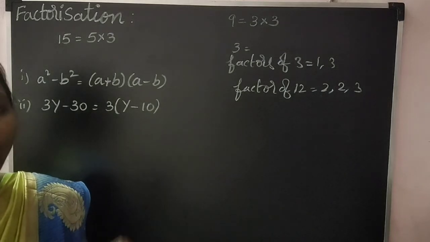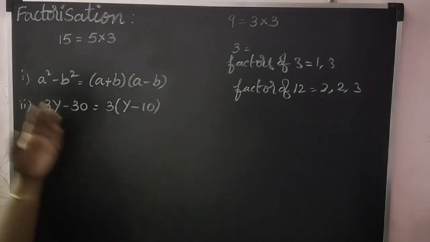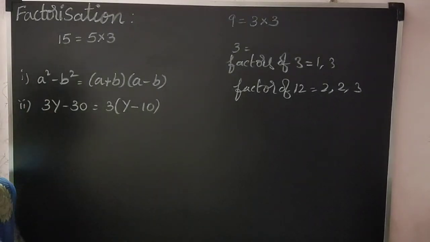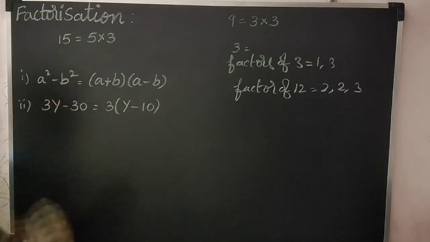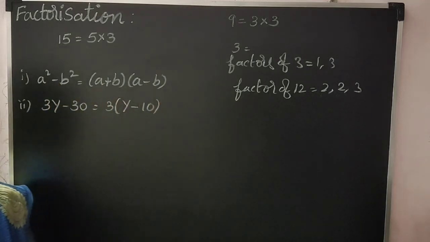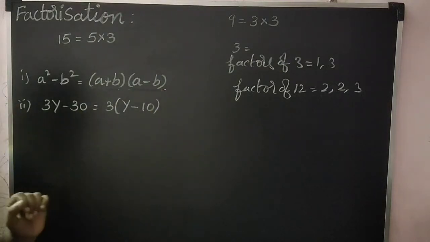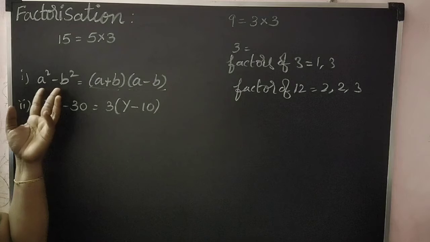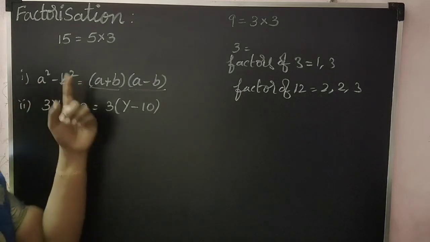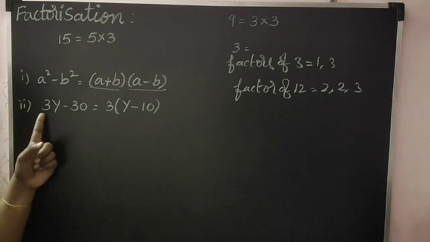Okay. Next, not only numbers, we can also express an algebraic expression in its factors. How to represent algebraic expressions into their factors? Now see here, this identity we already saw. A square minus B square equal to A plus B into A minus B. Here this A plus B and A minus B are called the factors of A square minus B square. Is it clear?